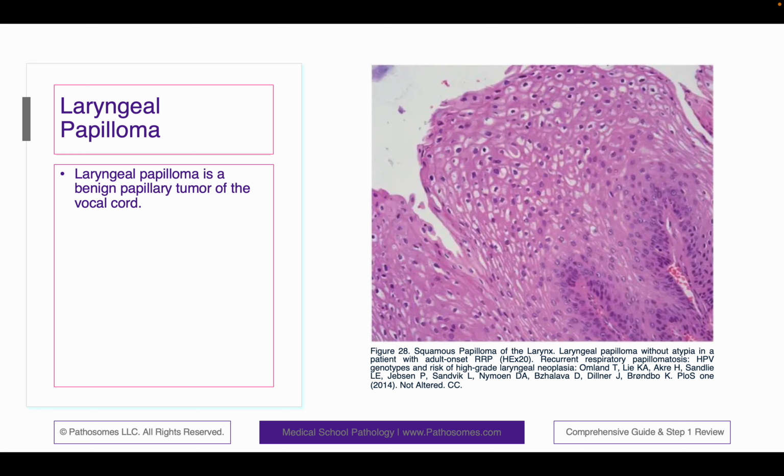Now let's talk about laryngeal papillomas, also known as laryngeal papillomatosis. You might see that. They're the same thing. Laryngeal papilloma is a benign papillary tumor of the vocal cord. To the right here, you can see a squamous papilloma of the larynx, which is a laryngeal papilloma. And this one happens to lack atypia. And note that HPV tends to be associated with these lesions.